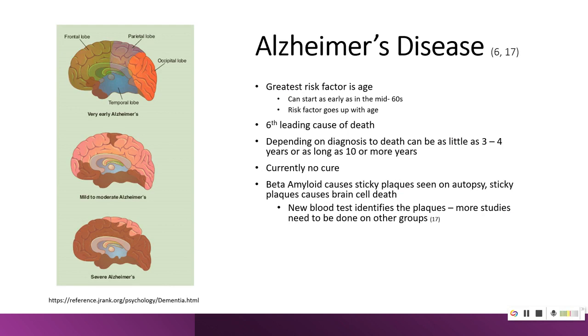We did talk about the plaques and tangles. Those plaques are called beta amyloid plaques. And beta amyloid is that protein that forms the sticky plaques on the brain, and it starts to cause those brain cells to die.